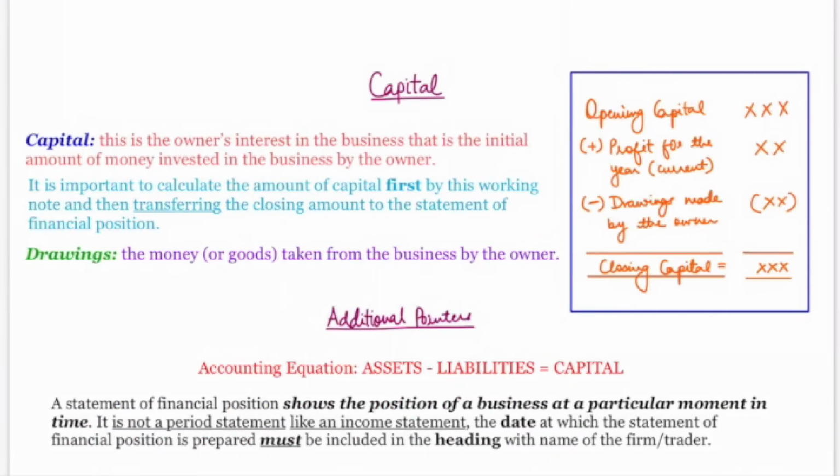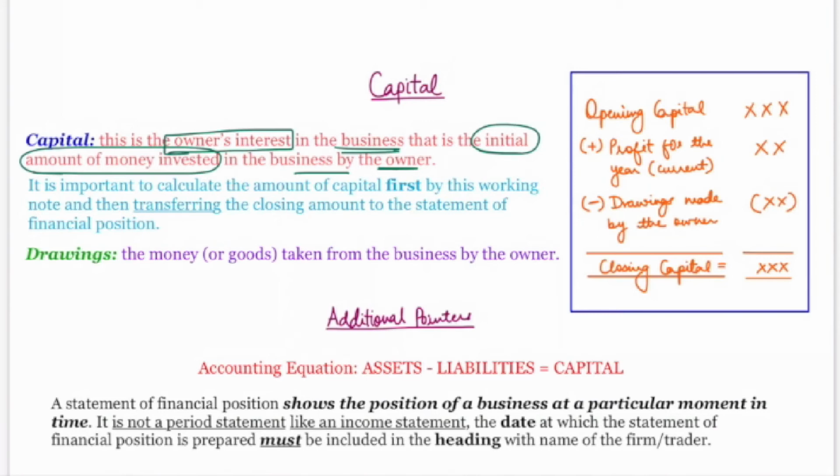Now, the last part, let's understand the meaning of capital. Capital is the owner's interest in the business, that is, the initial amount of money invested in the business by the owner. Just imagine, if you're an entrepreneur or a trader and you have a startup, there obviously will be an amount of money that you will be investing in it. So, that first investment by yourself, the owner, is called the capital.